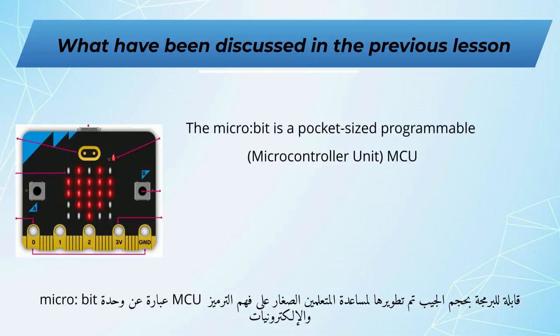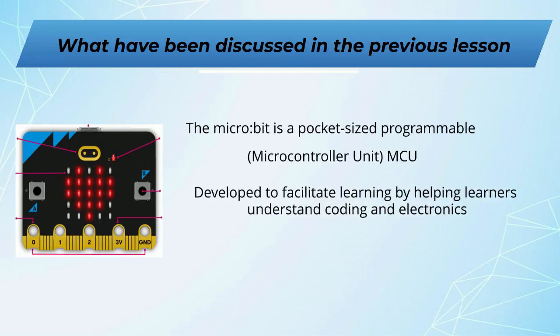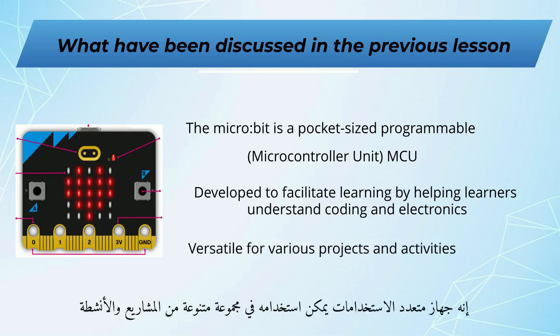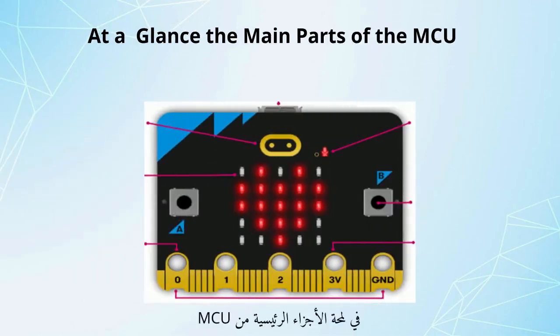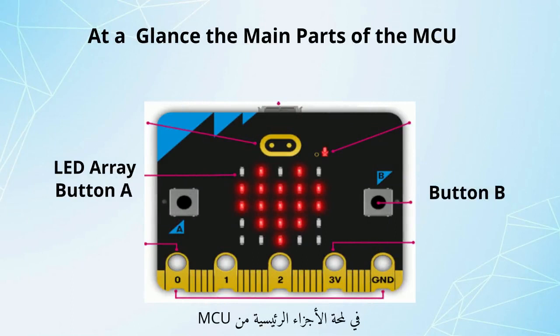The microbit is a pocket-sized programmable microcontroller unit, MCU. It was developed to facilitate learning by helping learners understand coding and electronics, and it is versatile for various projects and activities. Let's start and know the main parts of the MCU. At a glance, the main parts are the LED array, Button A, Button B, and analog digital input-output.